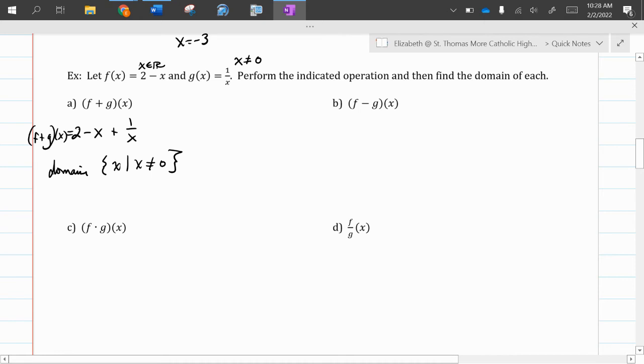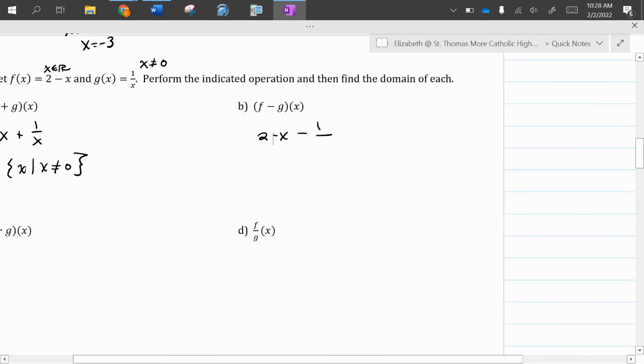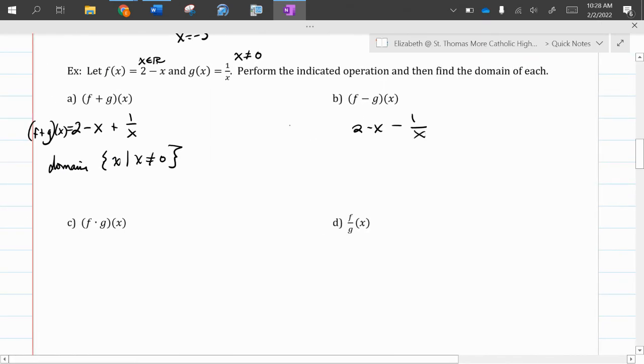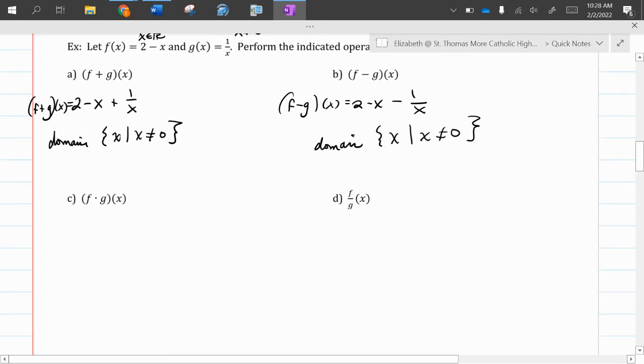Okay, so let's do the same thing for f minus g. We're going to do 2 minus x minus 1 over x. That's all we're going to do there. That's f minus g. We're not going to simplify that anymore. And we're going to say that the domain, since we still have an x in our denominator, we want the domain to be anything except 0.